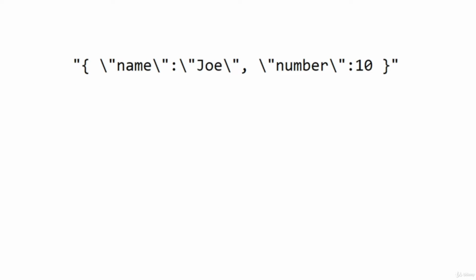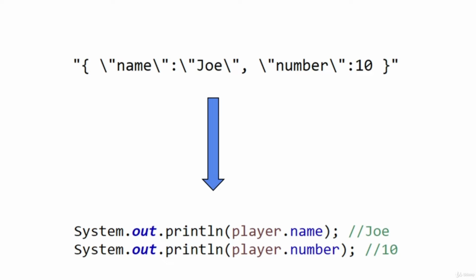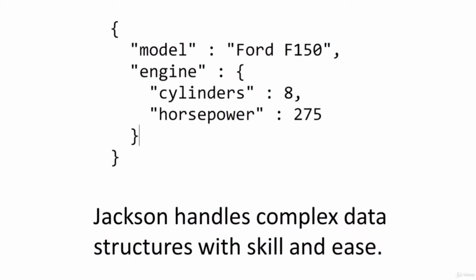But what if we are starting with a JSON string, and we would like to derive this information into a Java object? With just a few lines of code, JSON will quickly and reliably accomplish this. Converting JSON into Java objects is a process known as deserialization. Complex nested data structures are no problem for JSON. They get handled by JSON with skill and ease.